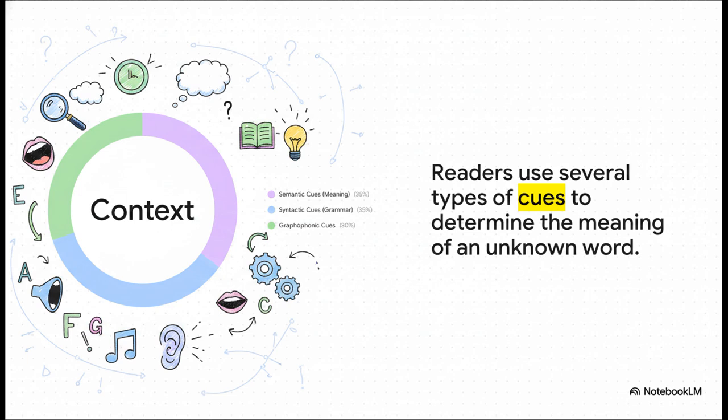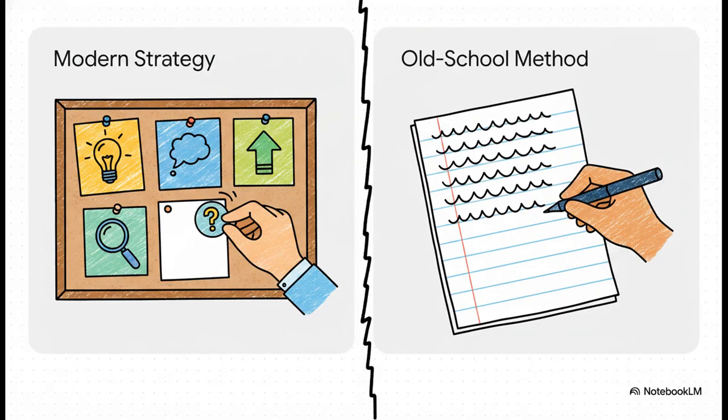Here's a pro tip for your essay. Show that you know the difference between old school and modern teaching. Instead of suggesting the old, write the word and definition 3 times, talk about more engaging modern strategies. Things like interactive word walls or having students do word sorts where they group words by meaning. It just shows you're on top of your game.